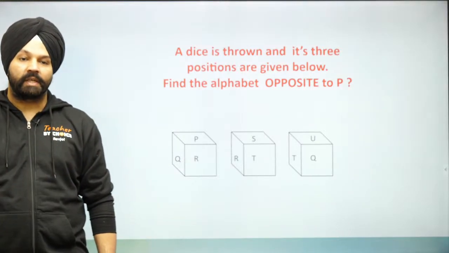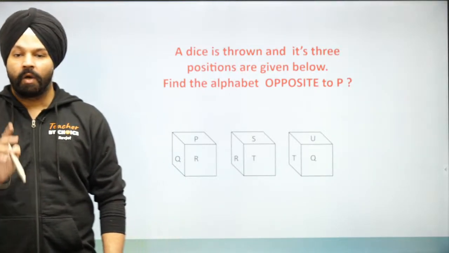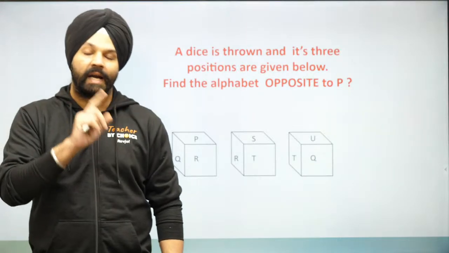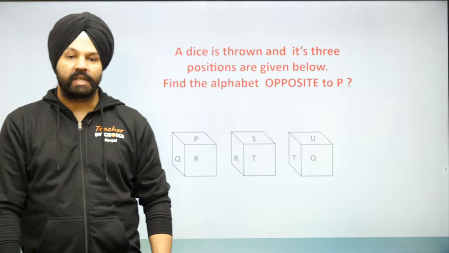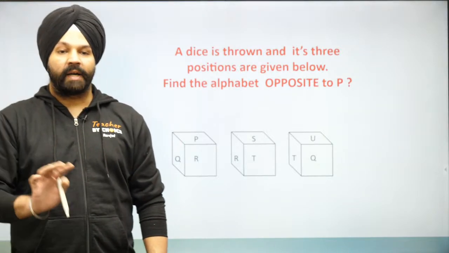Q and R नहीं हो सकते. Q and R तो हो ही नहीं सकते. Why so? Because Q and R are the adjacent faces of P. I repeat, Q and R are the adjacent faces of P. So Q and R are not possible.